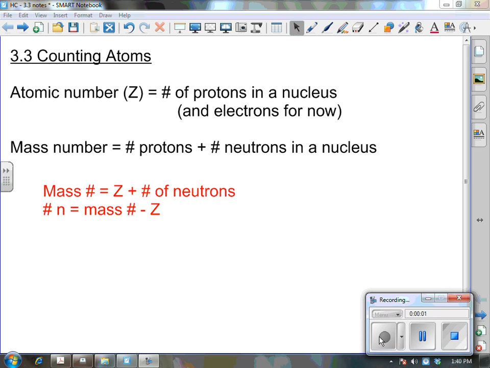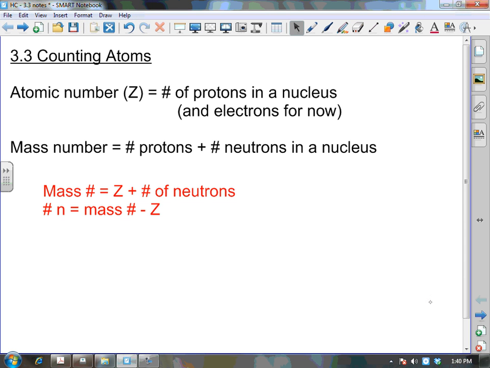Today's video lesson, we're going to talk about counting atoms. So this is the ability for us to look at an element, determine how many protons, electrons, neutrons it has, as well as be able to sort of represent or communicate other relevant information.